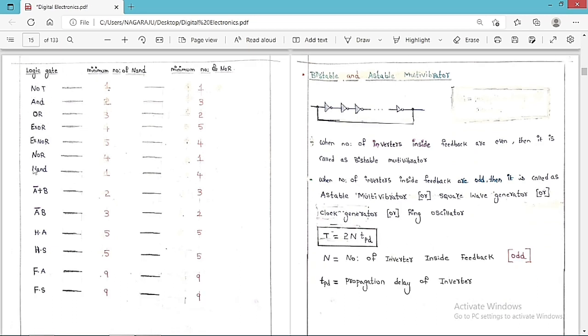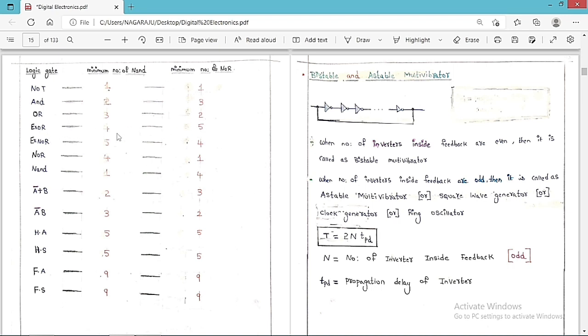So now I am going to give a summary of all the things that we have learned. For the different types of logic gates, here is the minimum number of NAND gates and NOR gates required. For the NOT gate, we require one NAND gate and one NOR gate. Similarly, for the AND gate, we require 2 NAND gates and 3 NOR gates. To implement the OR gate, we require 3 NAND gates and 2 NOR gates.